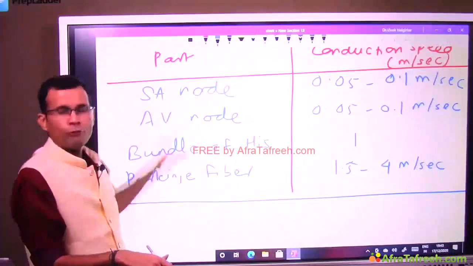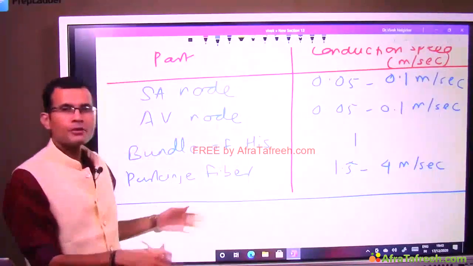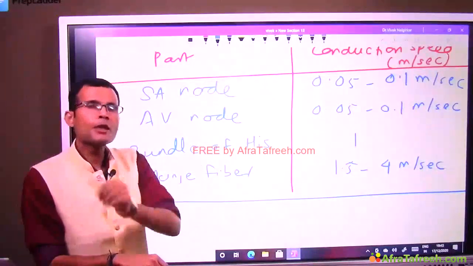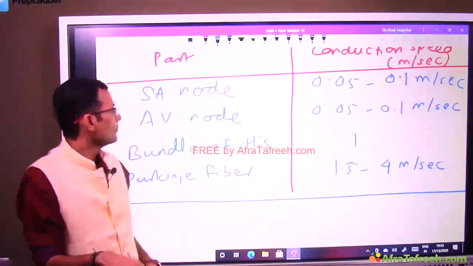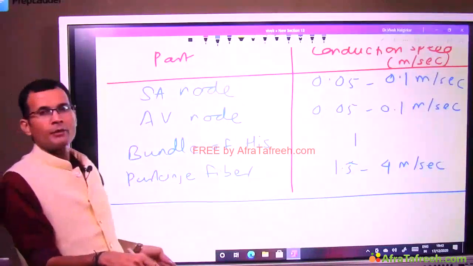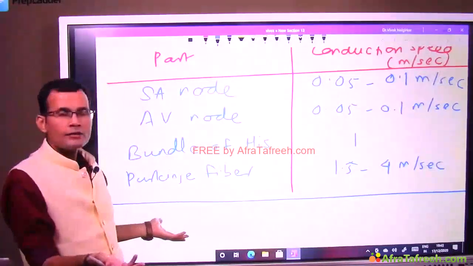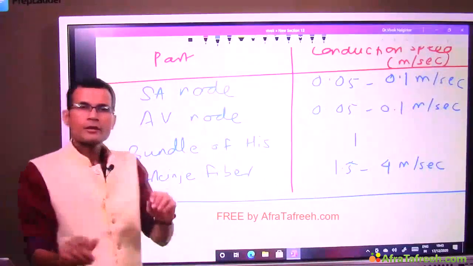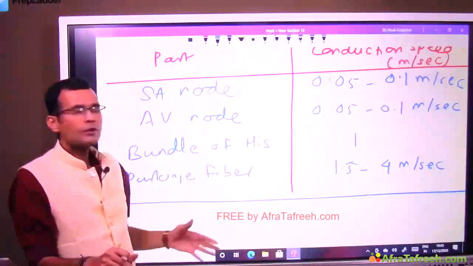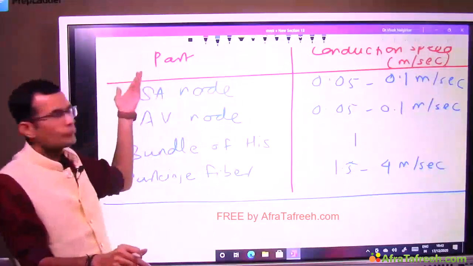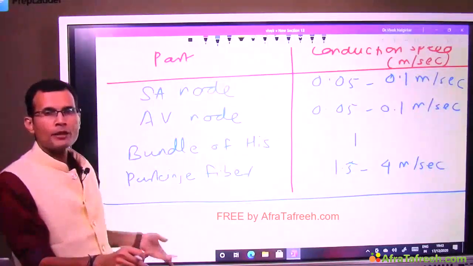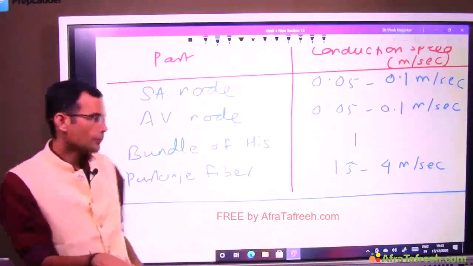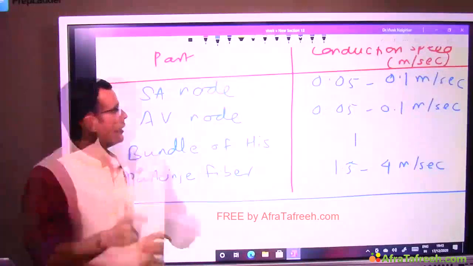We have already got 4 options. So look at the options, give me the answer. First, the fastest conducting part in the heart is SA node, AV node, bundle of His, Purkinje fiber. The answer is obvious, Purkinje fiber. Second question is tricky. The slowest conducting part in the heart is which one? SA node, AV node, bundle of His, Purkinje fiber. Answer is AV node. The question is why?